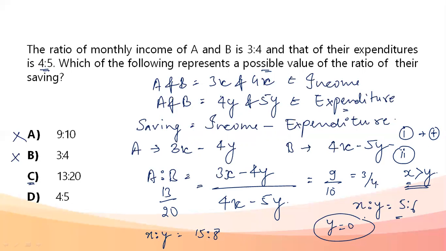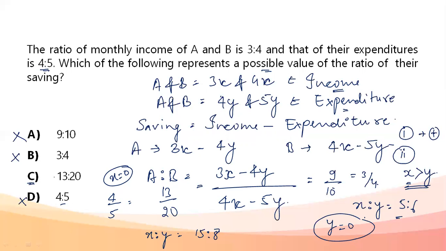Let's check for D also. If I'm putting this whole ratio equals to 4 by 5, my value of x comes out to be 0. In this particular case, when I put (3x minus 4y) divided by (4x minus 5y) equals 4 by 5, the value of x comes out to be 0. That is, their income is 0. Not possible at all. So D is also not my answer.